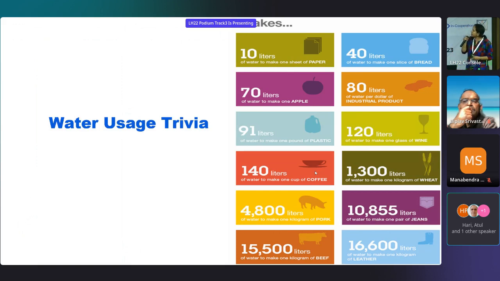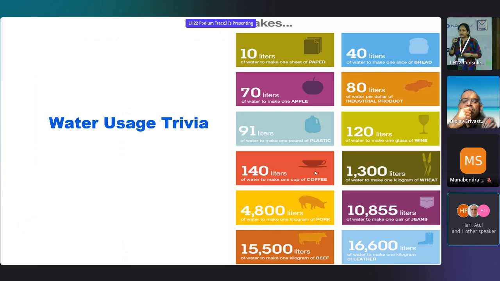So these are a couple of quick facts on how much water it takes to produce the things that we use in our day to day lives. So for example, if you're drinking a cup of coffee, then you are probably using 140 liters of water in the process. Now that might seem a little bit strange at first, but the entire process of growing coffee and processing it and treating it and bringing it to your table would require about 140 liters.